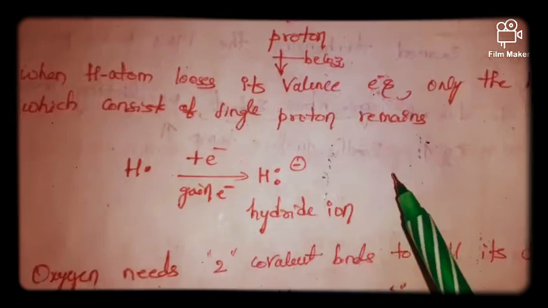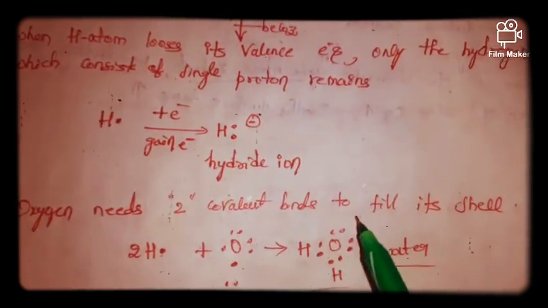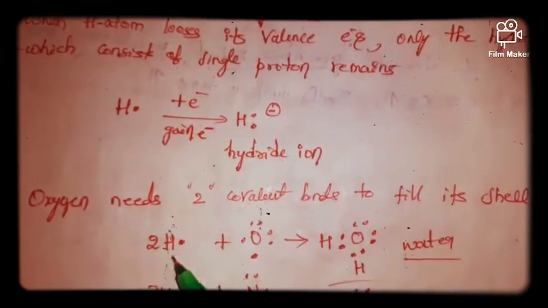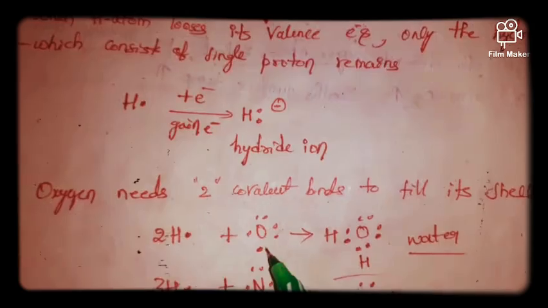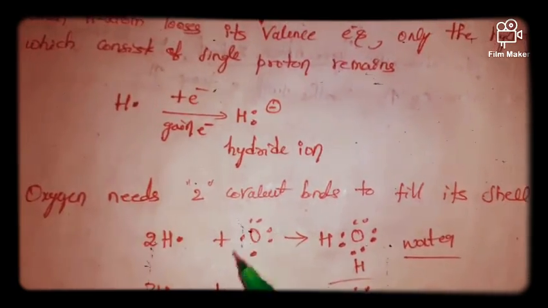Next, oxygen needs two covalent bonds to fill its octet. Here we have taken two hydrogen atoms and one oxygen atom. Oxygen needs two covalent bonds.